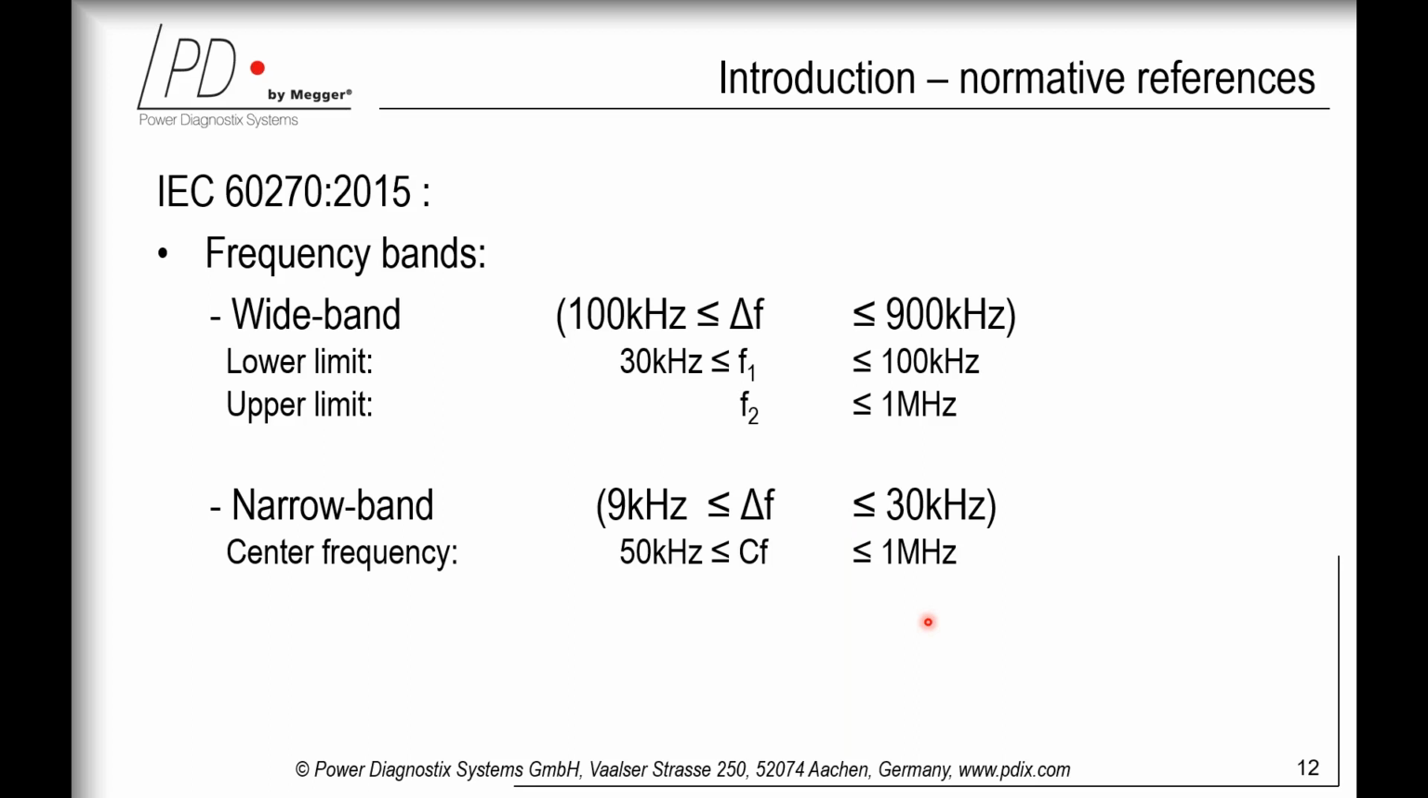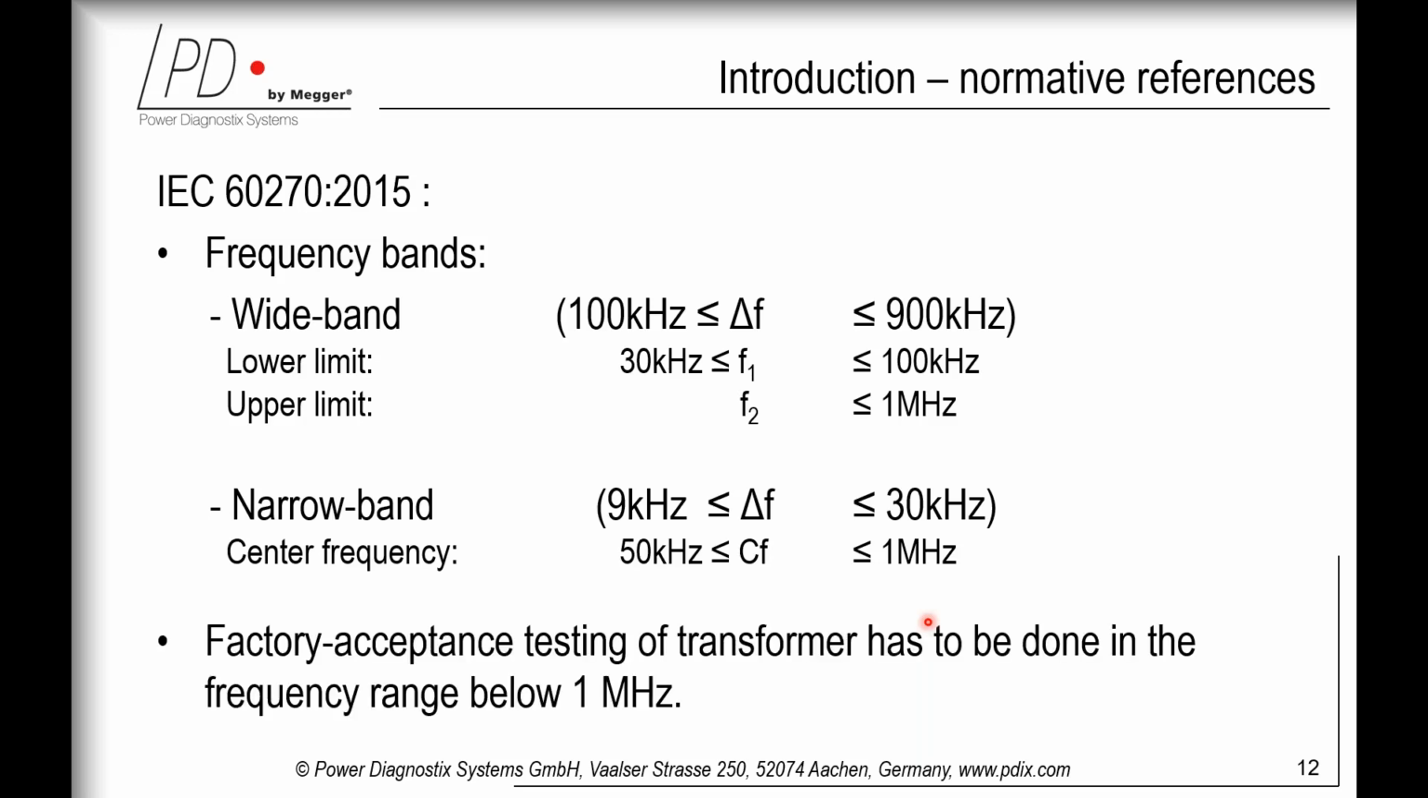However, narrowband measurements have some serious disadvantages. Narrowband measurements suffer under strong oscillations created by the according bandpass filters. These oscillations make it nearly impossible to distinguish the polarity of a PD pulse correctly. Furthermore, the longer decay time due to these oscillations limits the possible time resolution for repetitive PD pulses. Therefore, wideband measurements are heavily preferred for PD testing. With the ongoing webinar, we simply have to keep in mind factory acceptance testing of transformers has to be done in the frequency range below 1 megahertz.